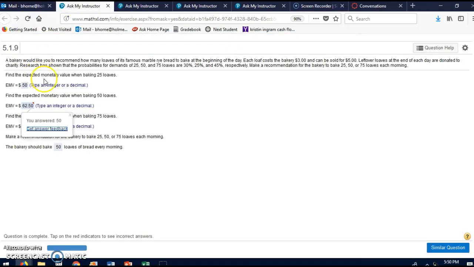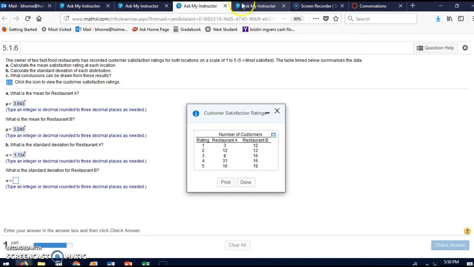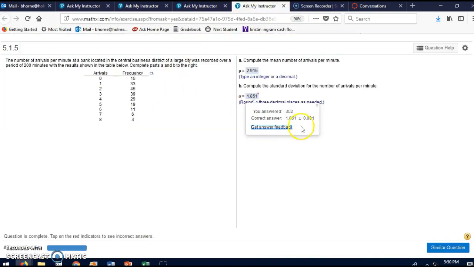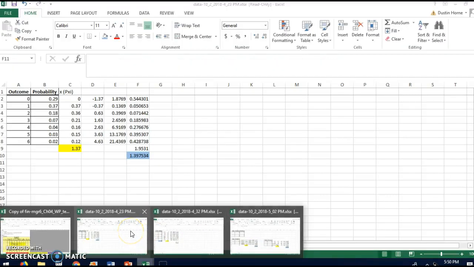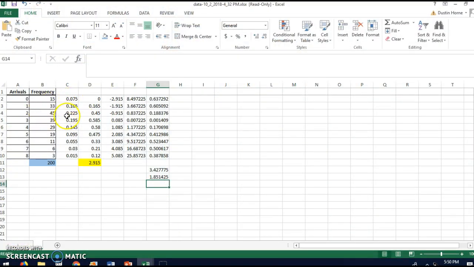Okay, so now we'll look at 5.15. Let's look at it. So you're going to click on this and you're going to open it in Excel, and we have the arrivals and the frequencies. Well, the way that you want to do this one is we don't have a probability.